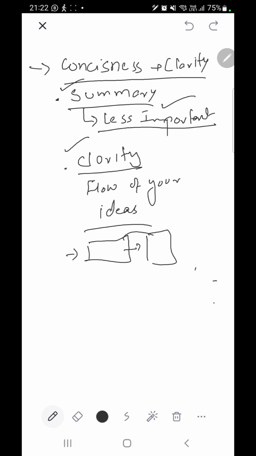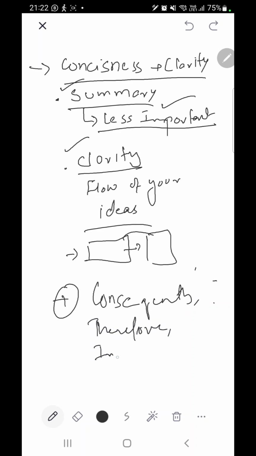Number one. And second is the use of cohesive devices such as consequently, therefore, in addition, and hence, and despite, and so on. So these are some of the cohesive devices that can help you to make it more coherent and more clear, right? So the criteria we discussed is conciseness and clarity.